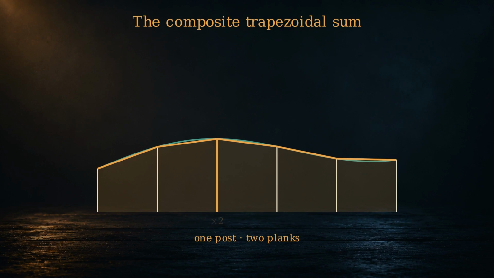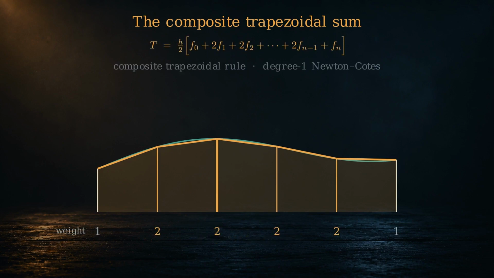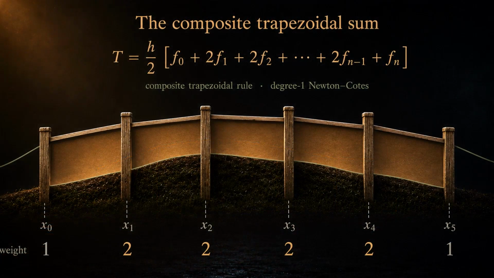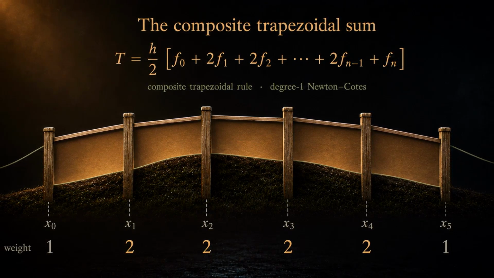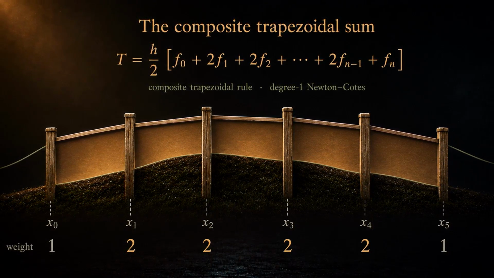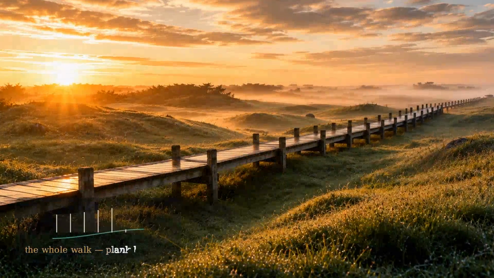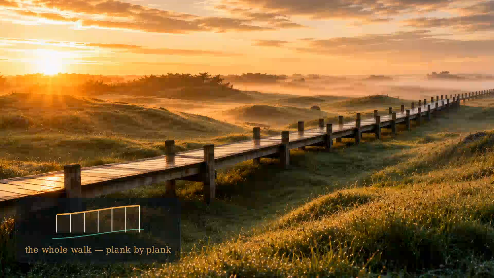So the whole area is half the step width times the first height plus twice every interior height plus the last. That's the composite trapezoidal rule, the numerical integration workhorse. Degree 1 Newton-Cotes.